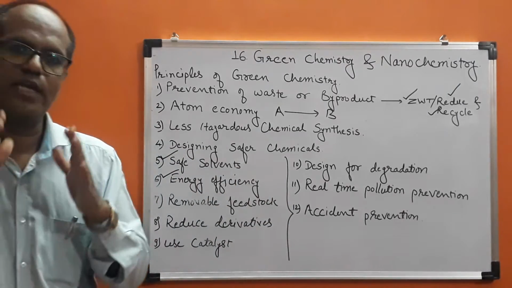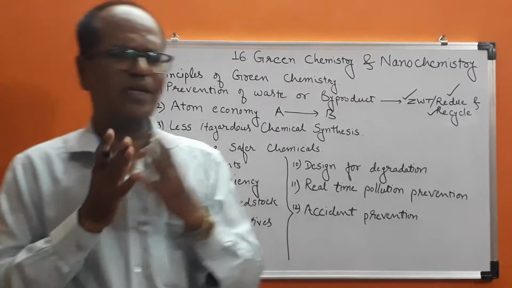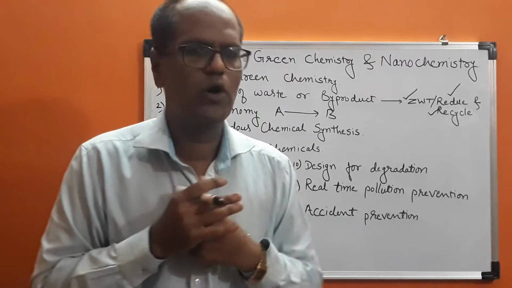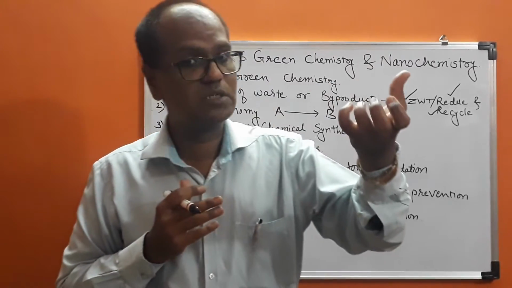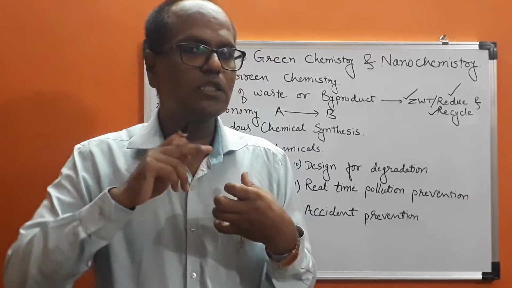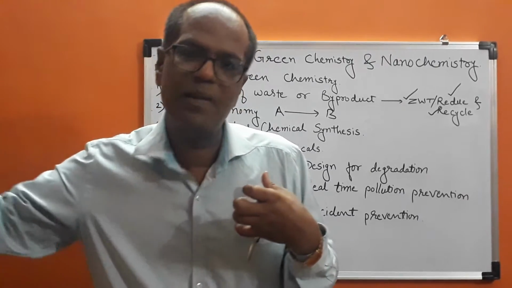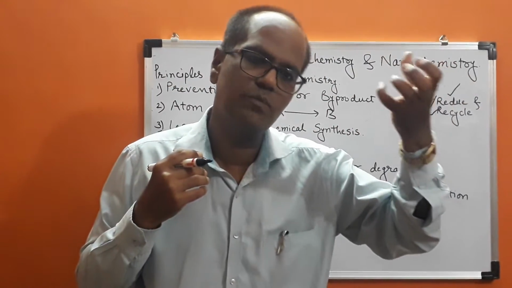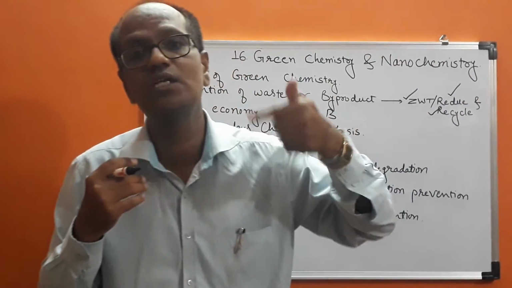After that, renewable feedstocks. Means whatever chemical substances we are using, for example, we are using chemical substances coming from crude oil. Instead of using chemical substances coming from crude oil, let us use the substitute which is coming from plant material. Because if we are using the chemical substances coming from crude oil, we are going to increase the pollution.